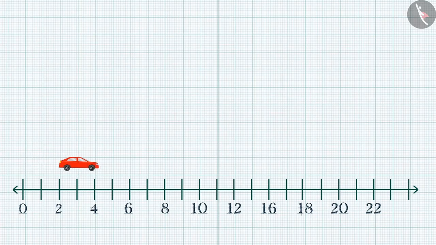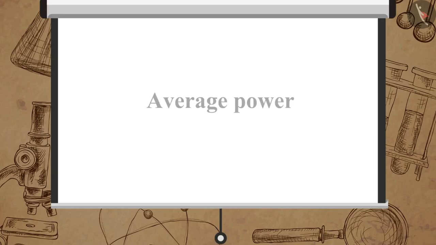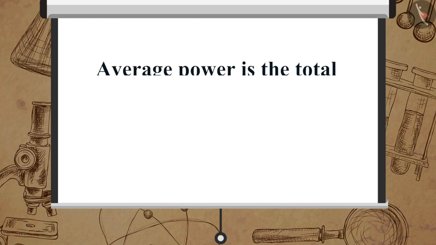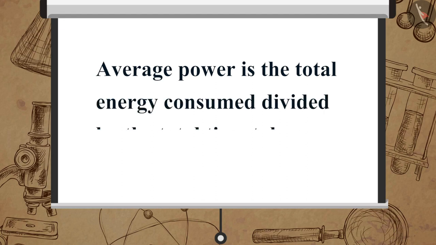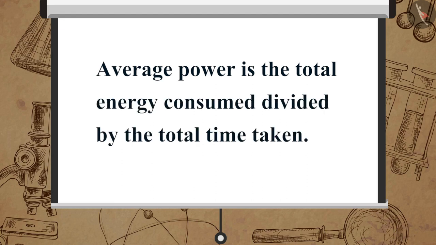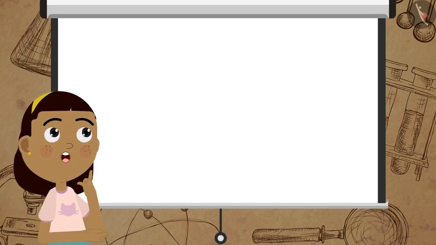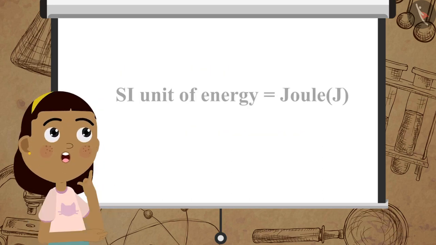Power may vary with time, that is, the rate of doing work may be different at different time intervals. Thus, here the concept of average power becomes helpful. Average power is the total energy consumed divided by the total time taken. Remember, we studied about energy and its units.